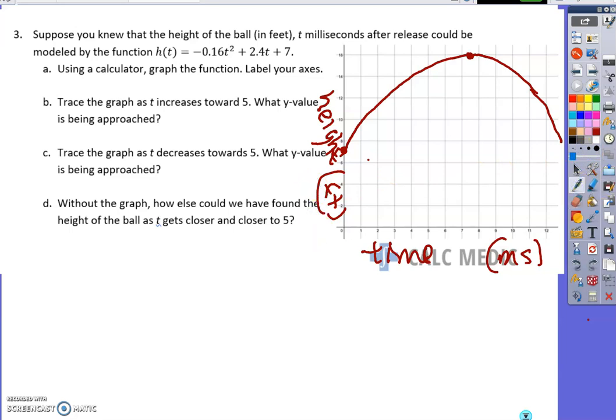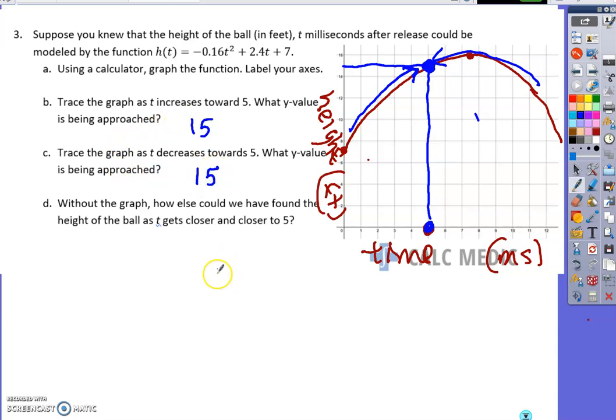Not important. Okay. Trace the graph as it increases towards 5. So 5 is the value we care about, is here. As I trace the graph to 5 in both directions, where am I going? This will be easier to see on the computer, but it looks like no matter which side I approach it from, I'm coming to the same value of 15. Trace the graph as it decreases. We are approaching 15.